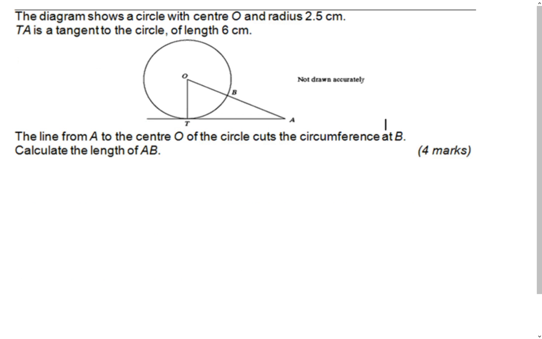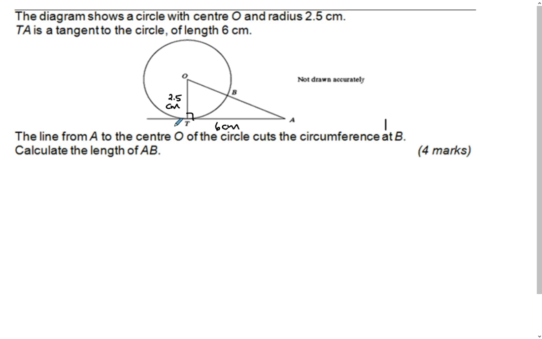The diagram shows a circle with center O and radius 2.5 centimeters. So that's 2.5. TA is a tangent to the circle of length 6 centimeters. So you know radius meets tangent at 90 degrees, and that's 6 centimeters.